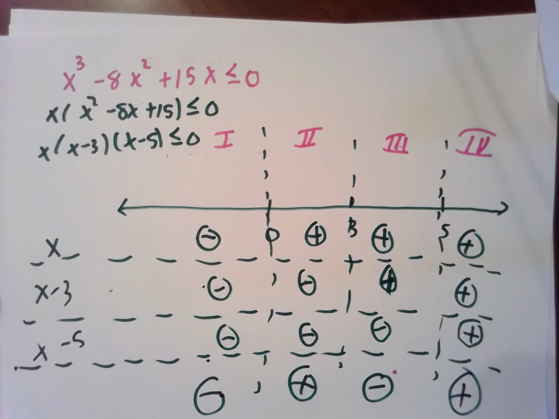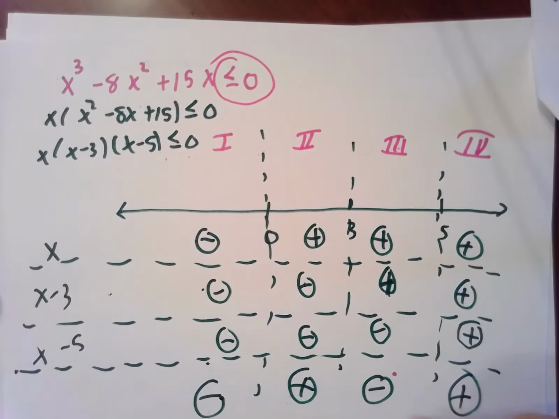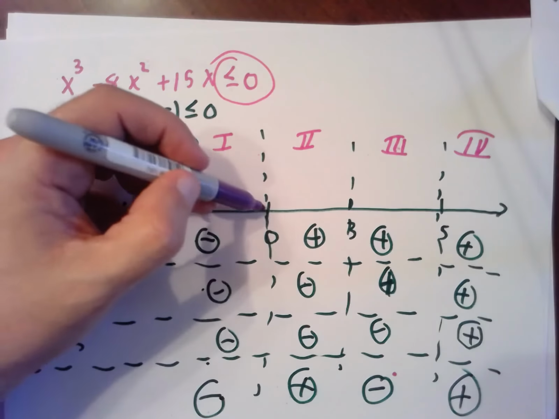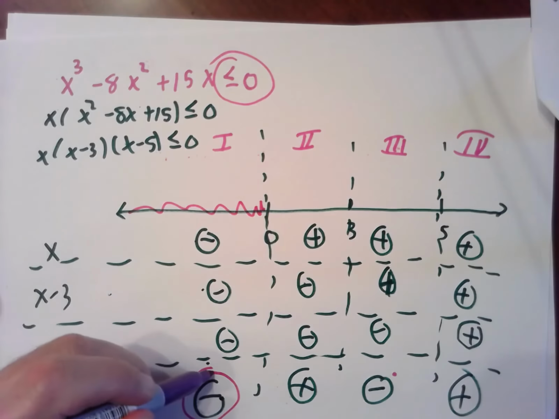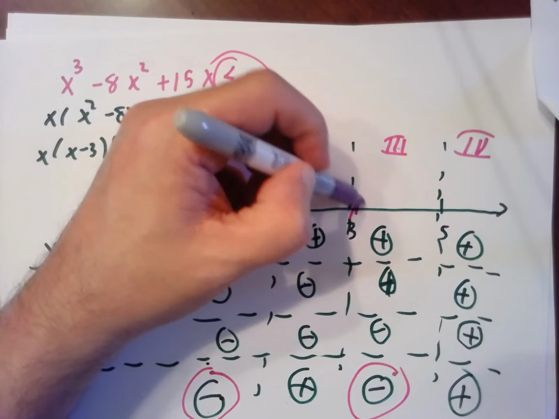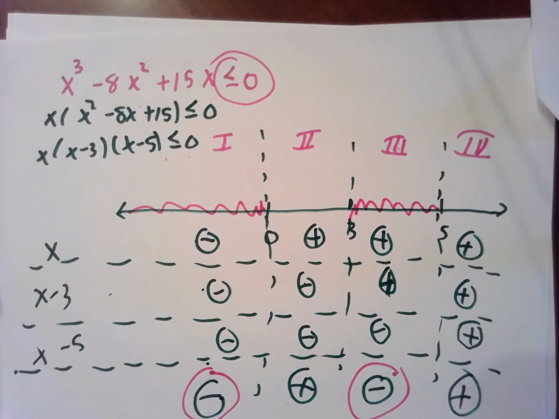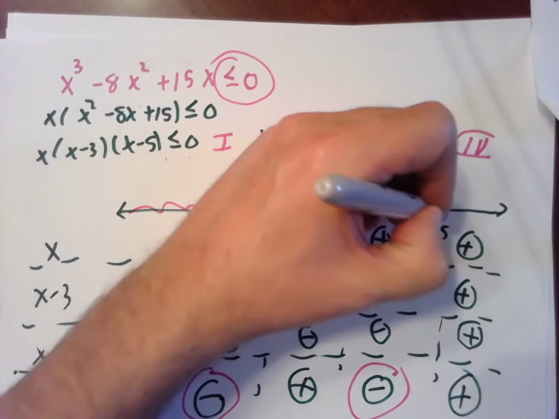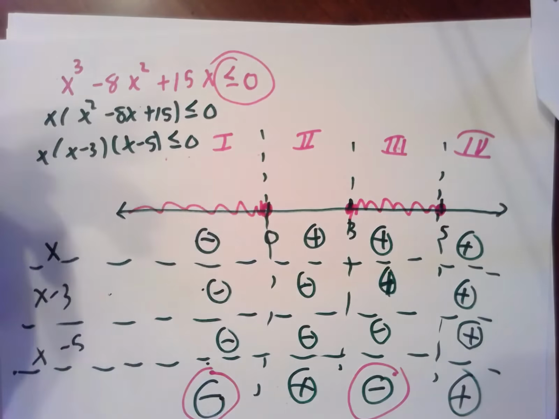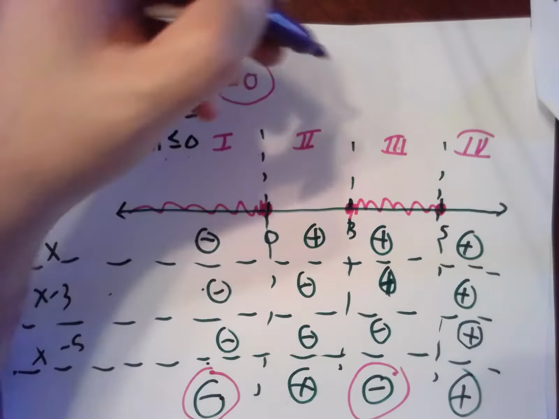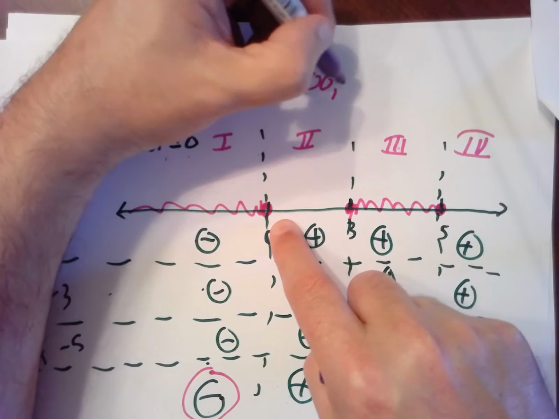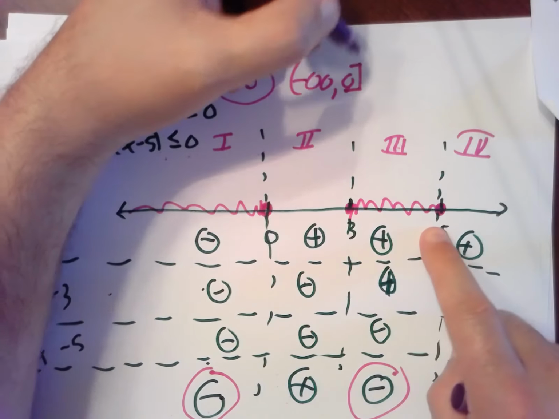Now, what did I want? Don't forget, sometimes people forget this part. Am I looking for positives or negatives? I'm looking for negatives, so that's this region, negative, and this region. Now, do I include the endpoints? I have the equal to, so I would have solid dots here on all these endpoints, or brackets when I write it out in interval notation. So this is negative infinity up to 0, and then 3 to 5.